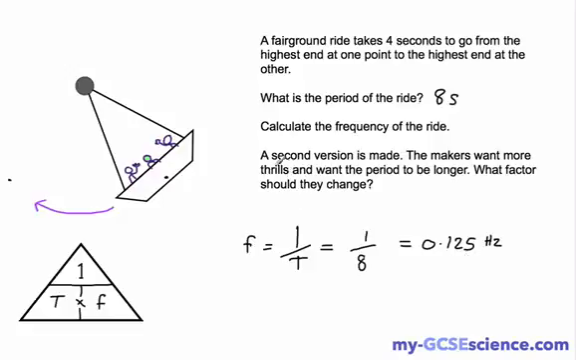And the last question here says a second version of the ride is made. The makers want more thrills and want the period to be longer. What factor should they change? So something else that we've also mentioned is that the longer the pendulum, the longer the period. So the factor that they should change is the length of the supports or the bars, or the pendulum, I suppose you could call it. Okay, so that's the factor they could change to make the period of the ride longer.